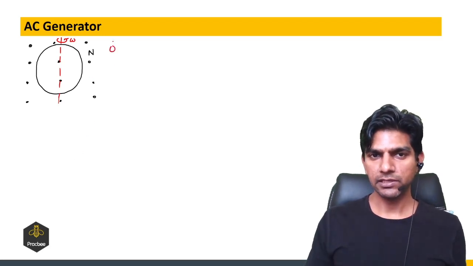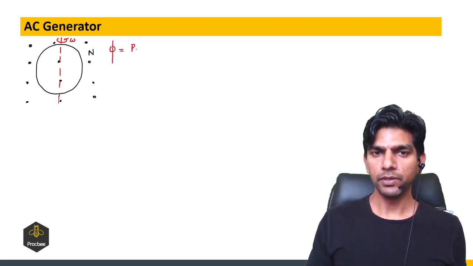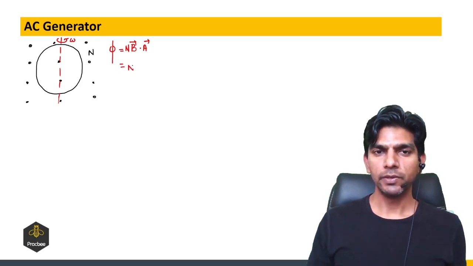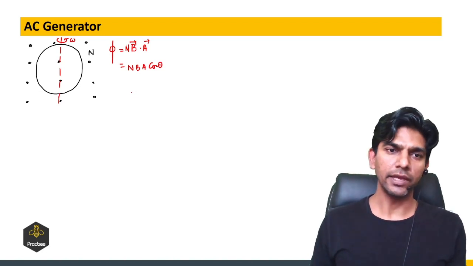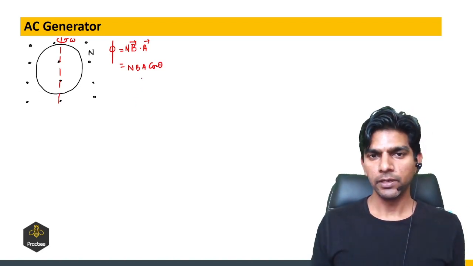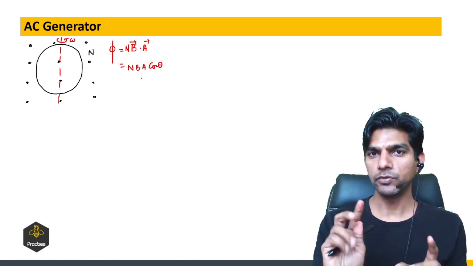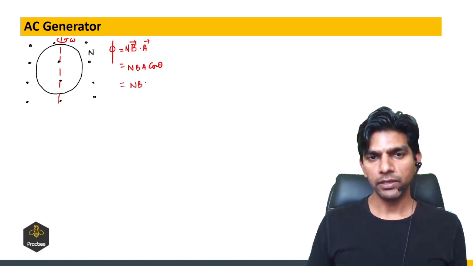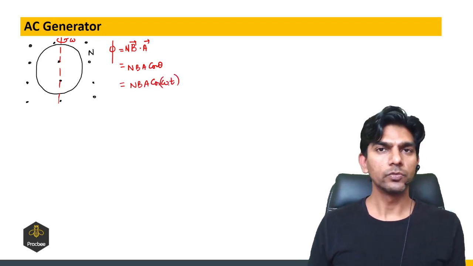So what is the flux linked with this? Flux will be B dot A multiplied with the number of turns. So that is the total flux linked with this coil. It will be NBA cos theta, where theta is the angle between the area vector and the magnetic field. And this theta keeps on changing because this coil is rotating. So we can write this as NBA cos omega t. We can write theta as omega t.